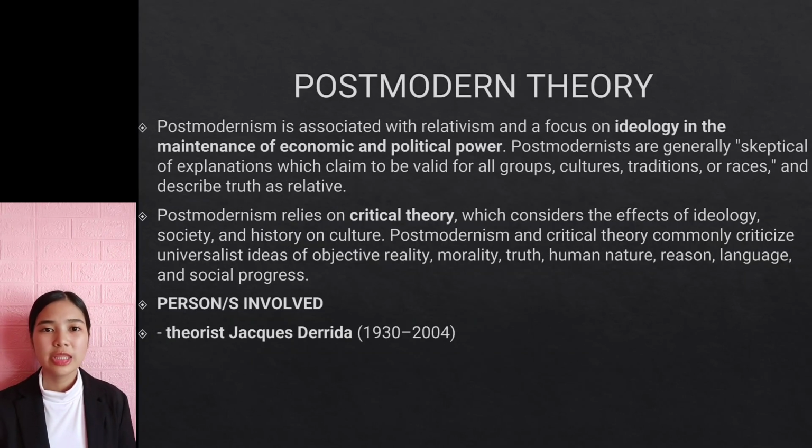So next is postmodern theory. Postmodernism is associated with relativism and a focus on ideology and the maintenance of economic and political power. Postmodernists are generally skeptical of explanations which claim to be valid for all groups, cultures, traditions, or races and describe truth as relative. Postmodernism relies on critical theory, which considers the effects of ideology, society, and history on culture. Postmodernism and critical theory commonly criticize universalist ideas of objective reality, morality, truth, human nature, and reason, language, and also social progress. So the person involved here is theorist Jacques Derrida, 1930-2004.